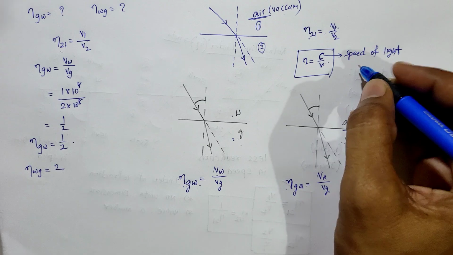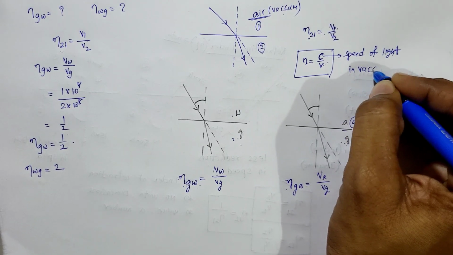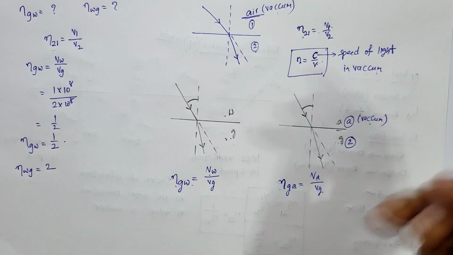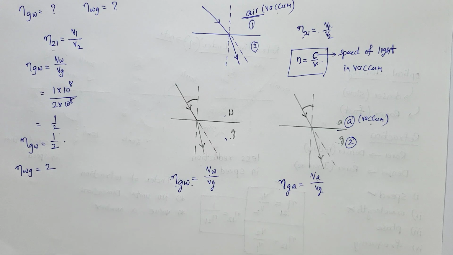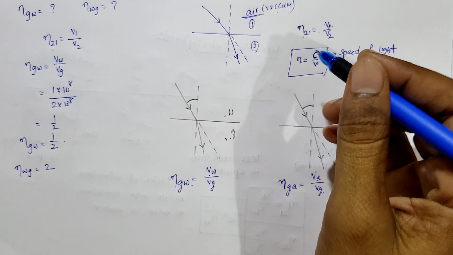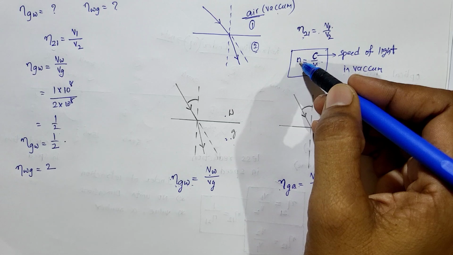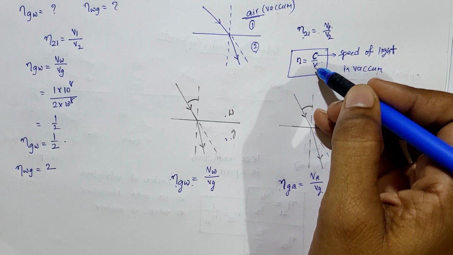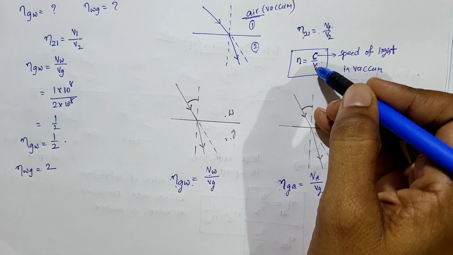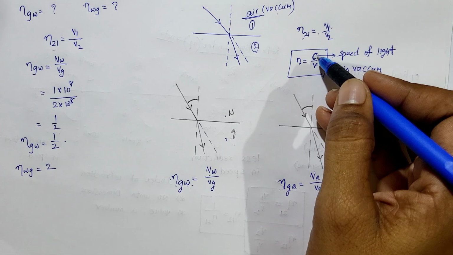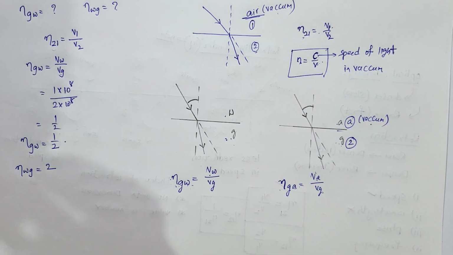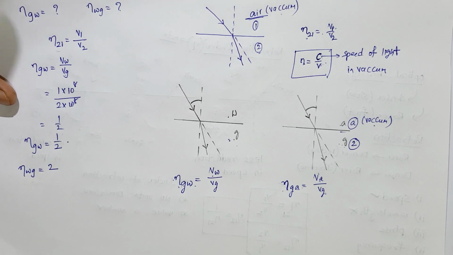Speed of light in vacuum. N is equal to C by V. What is N? N will be the absolute refractive index of any medium, measured with respect to air or vacuum. V will be the speed of light in that particular medium. C will be the speed of light in vacuum. So, taking this formula, N is equal to C by V.